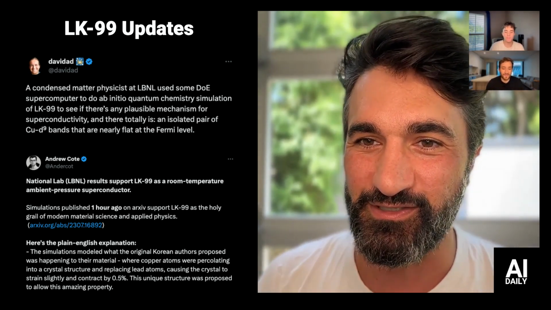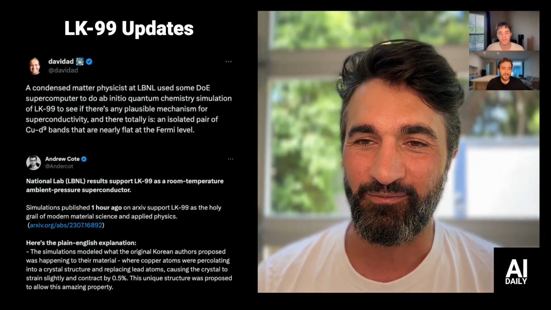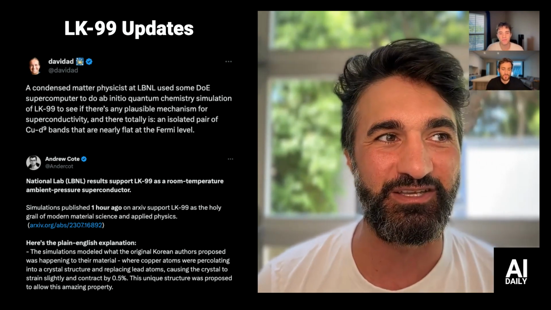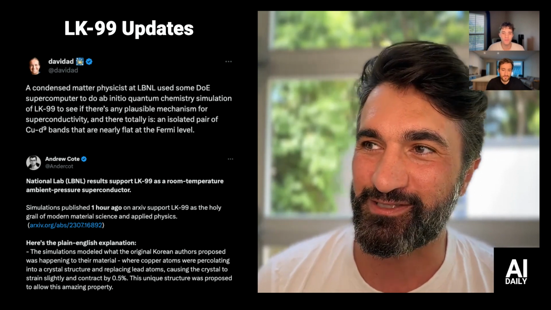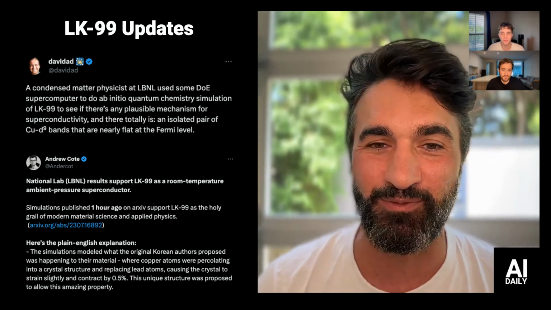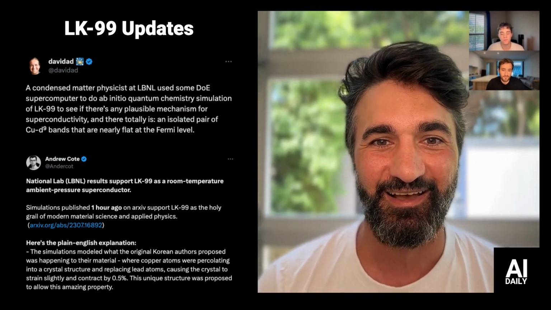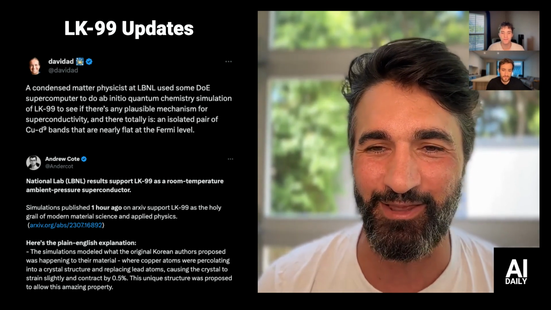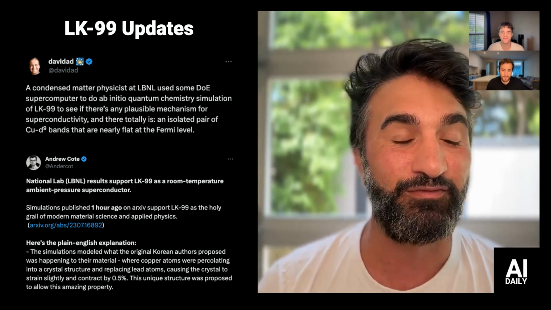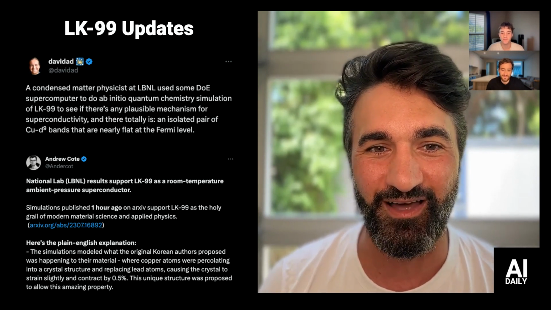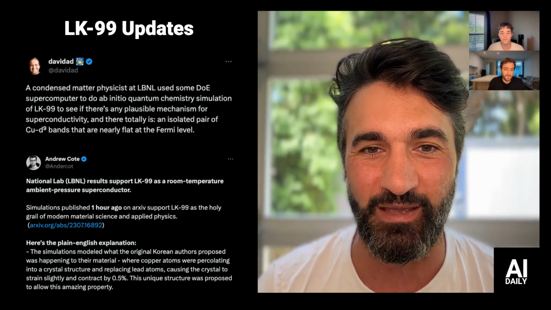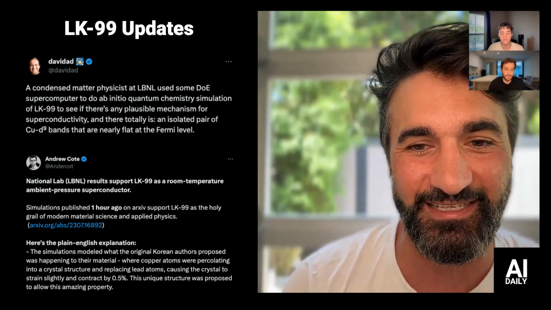Some exciting new news. It seems that there was a supercomputer simulation saying that this is possible. There are some stories of people starting to replicate it. One in China, I think maybe there was one in Romania. I think the folks down the street at Varda are also still working on it. This is super exciting. Room temperature superconductor LK-99.